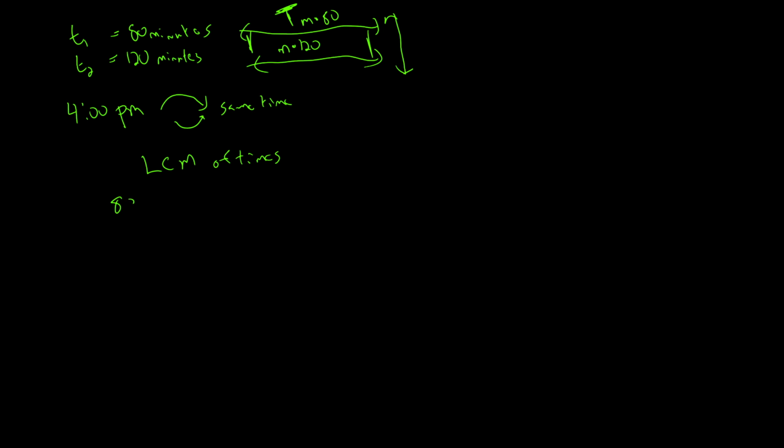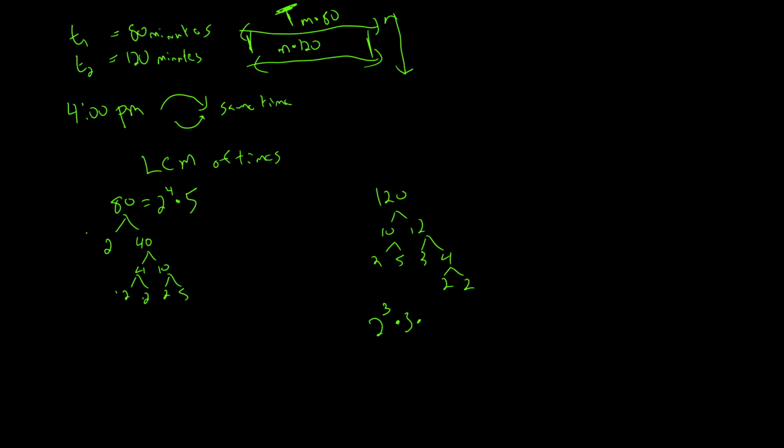So let's find the least common multiple. 80 gives me what, 2 times 40. This gives me 4 times 10. This gives me 2 times 2 and 2 times 5. So I get 2 to the 4th times 5. Now for the 120 minutes, what do I get? 10 times 12, which is 2 times 5, which is 3 times 4, which is 2 times 2. So I get 2 to the 3rd times 3 times 5. And so for the least common multiple, I'm taking a 2, a 3, and a 5. I'm going to take 2 to the 4th times 3 times 5. Or 16 times 3 times 5, which is 48 times 5, or 240 minutes.